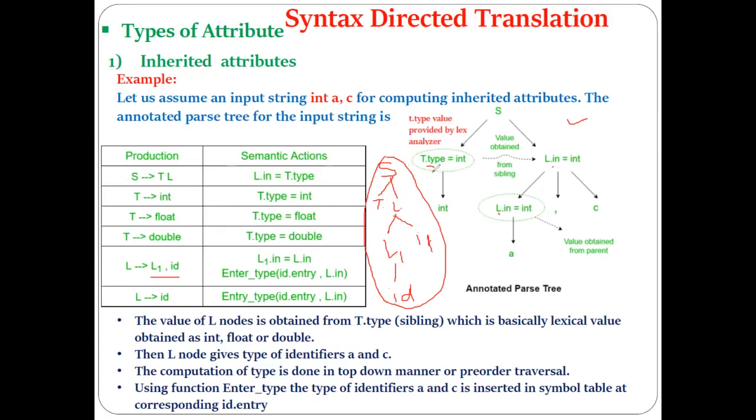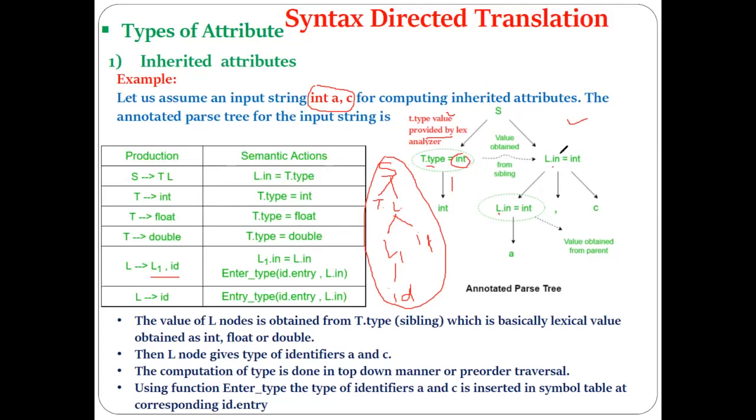Now here you can see S derives TL. Now this T.type, what is the value of the type attribute? The value of this type attribute will be int, as it will be provided by the lexical analyzer. Here I have written that the value of T.type will be provided by the lexical analyzer, because in the expression you have given int a comma c, meaning the type is int only, so this T.type will get the value int. And you can see this T.type can also be derived to int here. It has been shown.